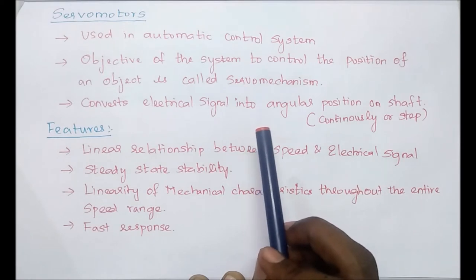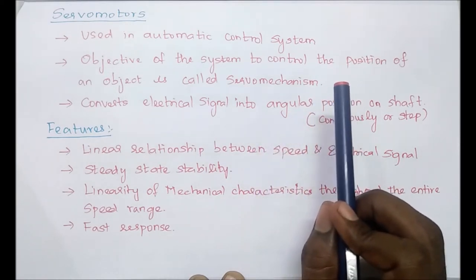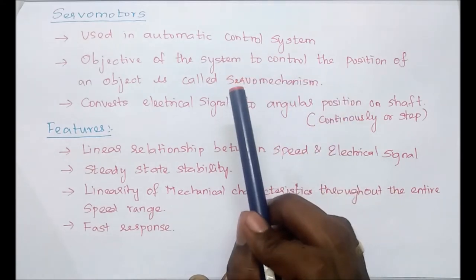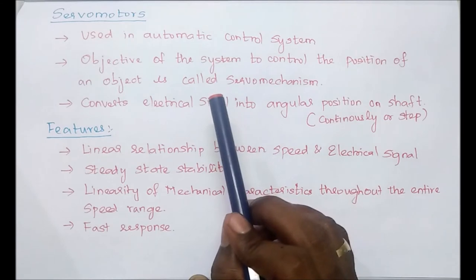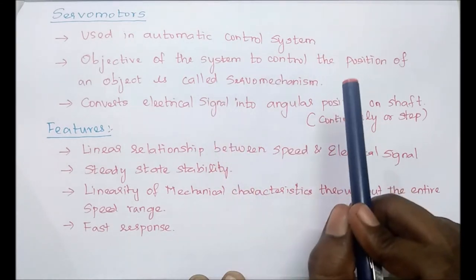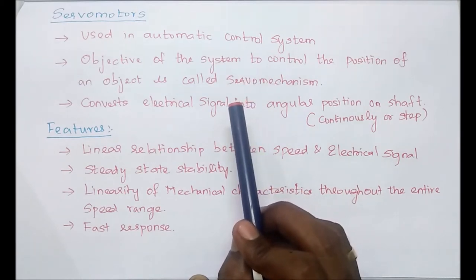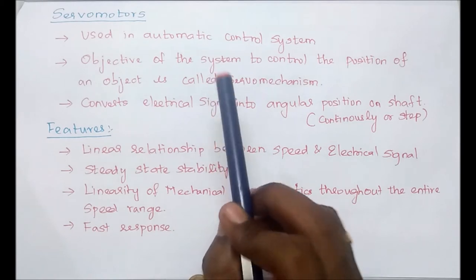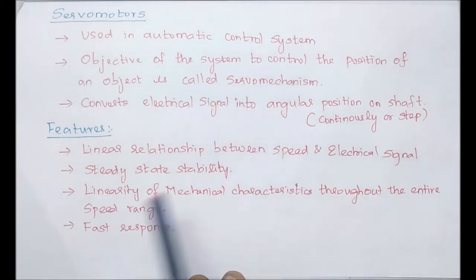system. For example, there is a box. Its position to be controlled means we have to use a motor. When the box reaches a particular position, we have to stop that motor. When the box needs to move to another position, again we have to operate the motor. So the mechanism used in this motor is servo mechanism. So it is called a servo motor.